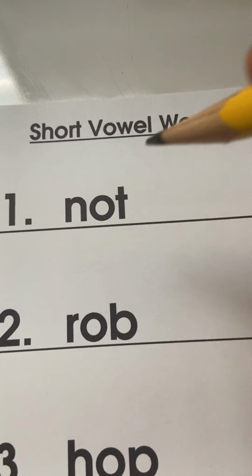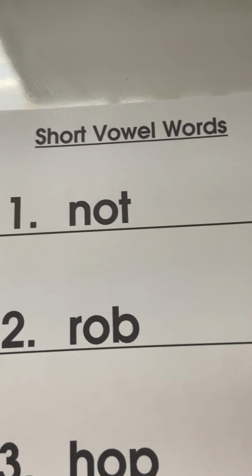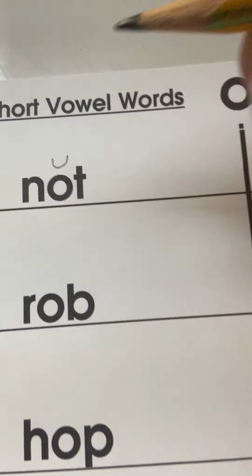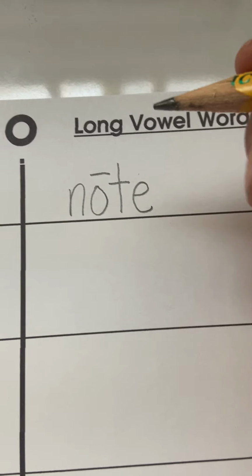Now I don't have my red crayon out right now. I forgot to do that, so that's okay. I'm just gonna make my little cup here. That's the short sound. And I'm gonna make my line over the O, that's the long sound.